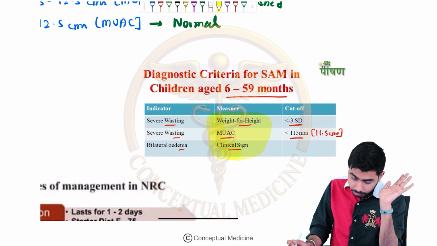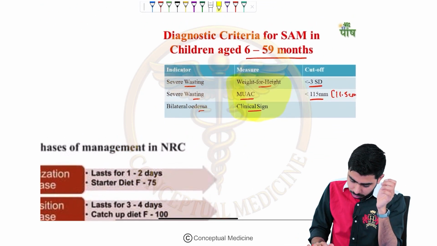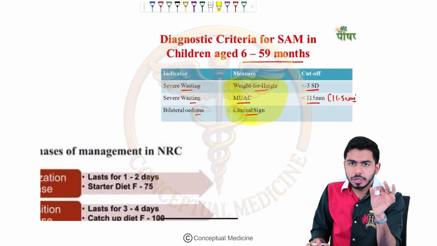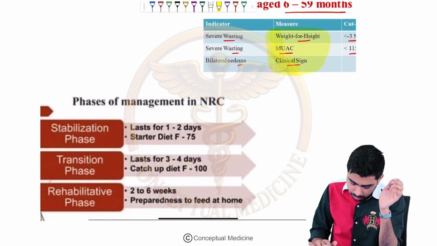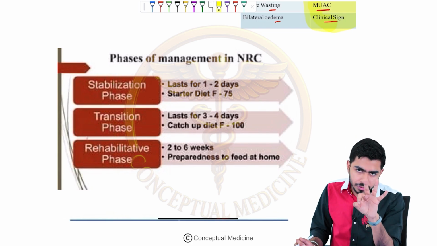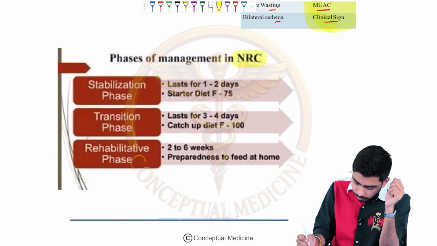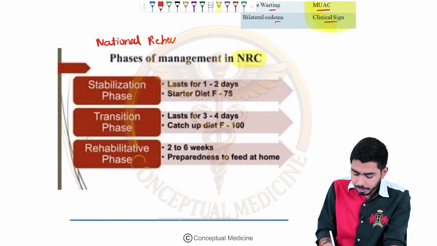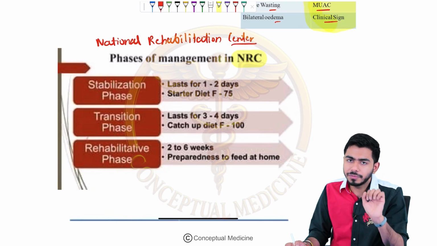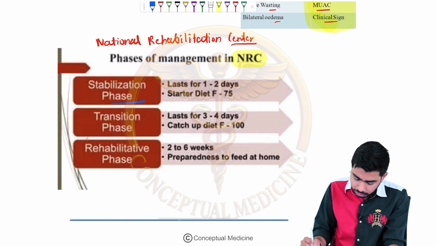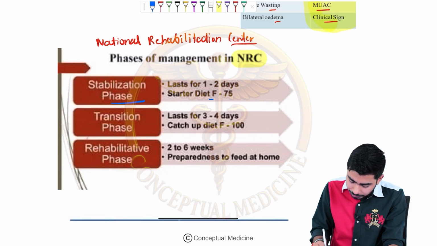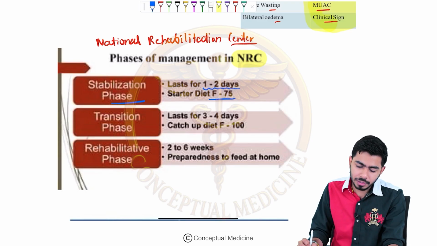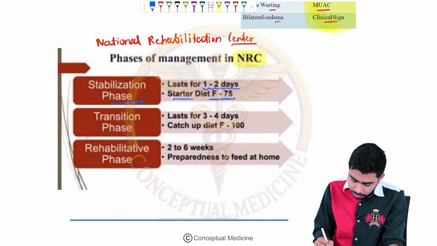This is the important criteria for severe acute malnutrition, right. Now the severe acute malnutrition child must be sent to the National Rehabilitation Center. What is the NRC? NRC is the National Rehabilitation Center. In the National Rehabilitation Center we have 3 important phases. In the first phase, the stabilization phase, we give the F75 diet, lasting around 1 to 2 days, where we give around 75 kilocalories of energy to the child. This is the starter diet.